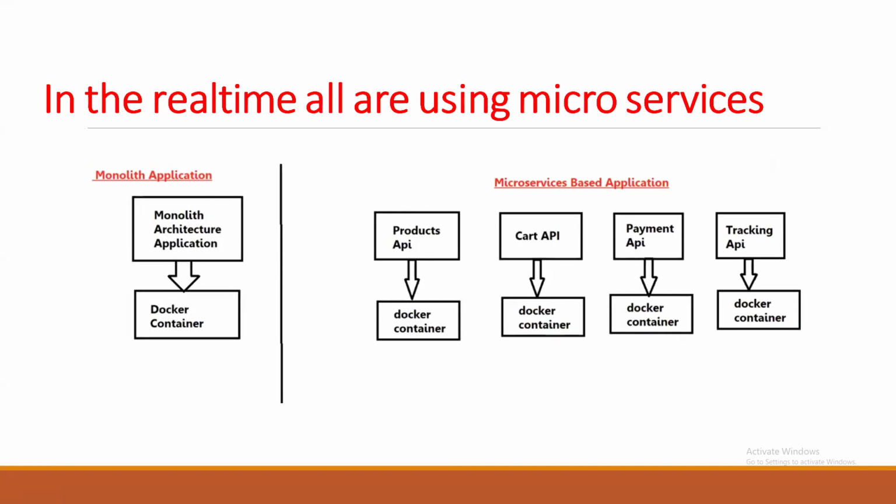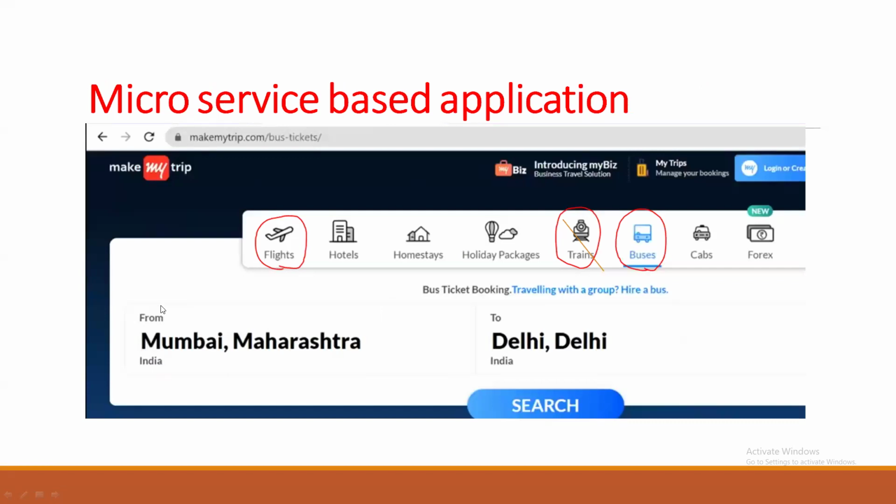So if you are deploying your application as microservice based containers, that is a microservices architecture, and if everything is deployed in one container, that is nothing but a monolithic architecture. Guys, now you understood?